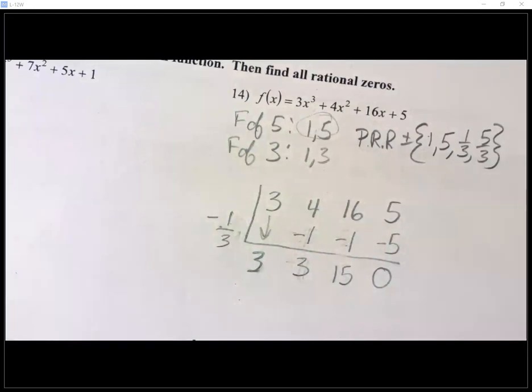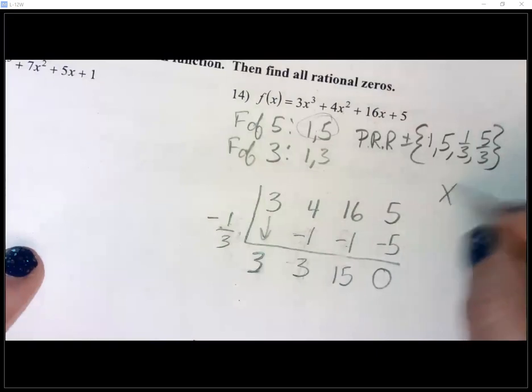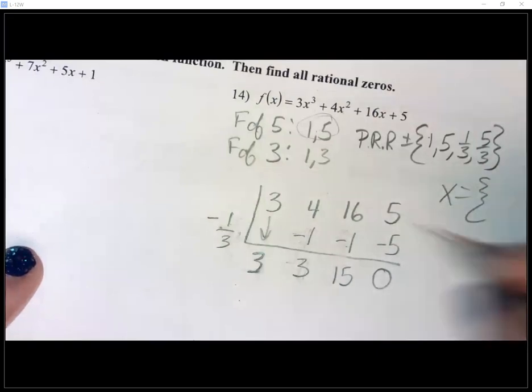Okay, so -1/3 worked. Do you agree? All right, so now I know that's one of my answers. If I'm going to keep my list of all my answers, I know there's going to be 3 altogether, and I just found out that -1/3 is one of them.